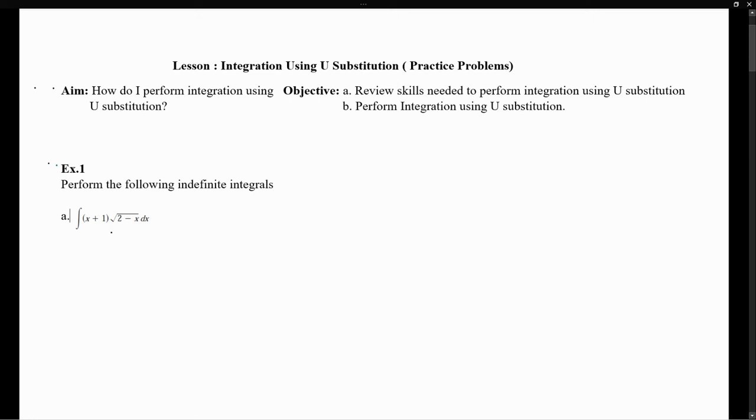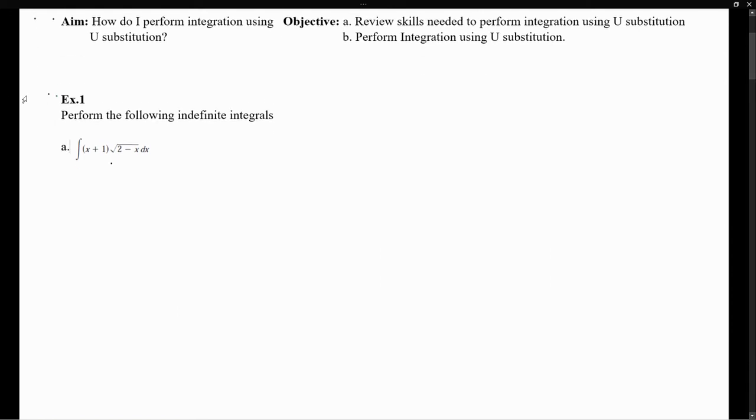Welcome. In this video, we're going to take a look at integration using u substitution. We're going to take a look at one indefinite integral and one definite integral. So let's get started. Let's start by taking a look at example number one.